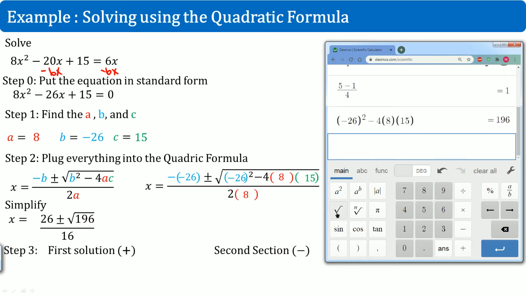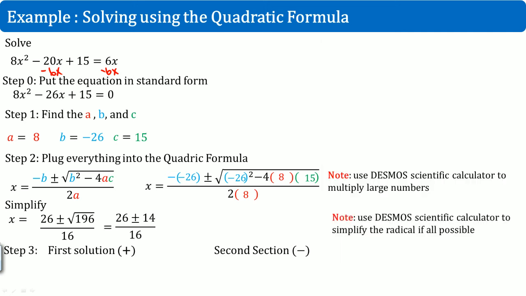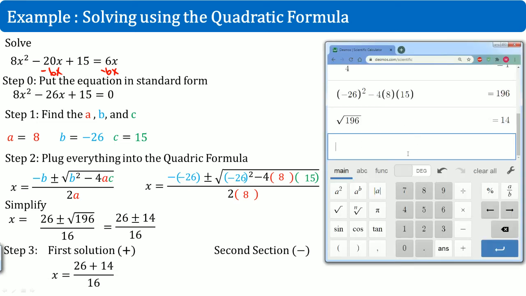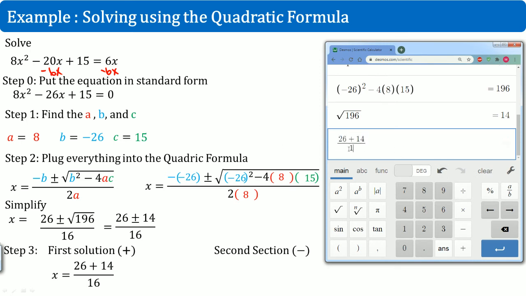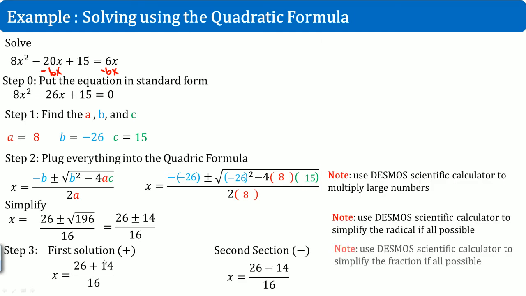Let's see, can we simplify radical 196? Yes, it equals 14. So we can simplify that to 26 plus and minus 14 over 16. Okay, so your two solutions. x is equal to 26 plus 14 divided by 16. Do we have an answer for that? Let's take a look. 26 plus 14 divided by 16 gets us 2.5. We hit the symbol. That converted to 5 over 2. So 5 over 2 was the first one.